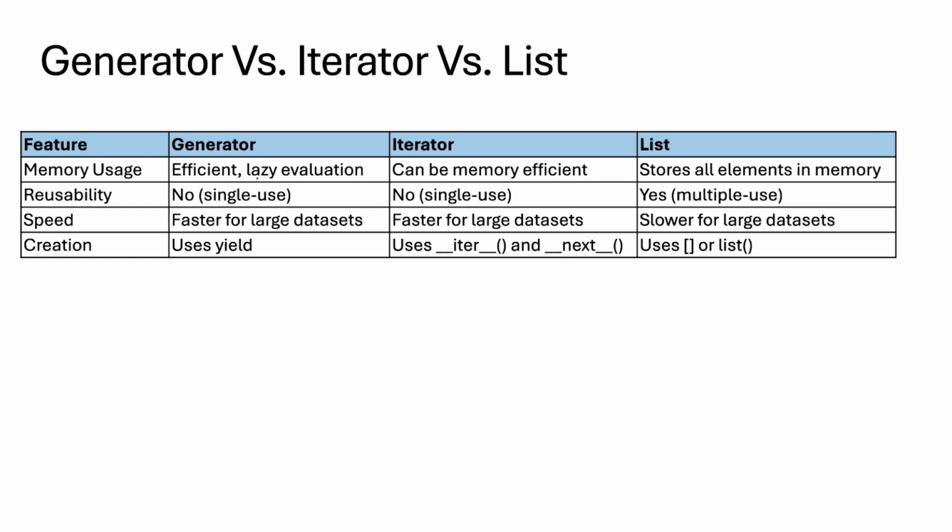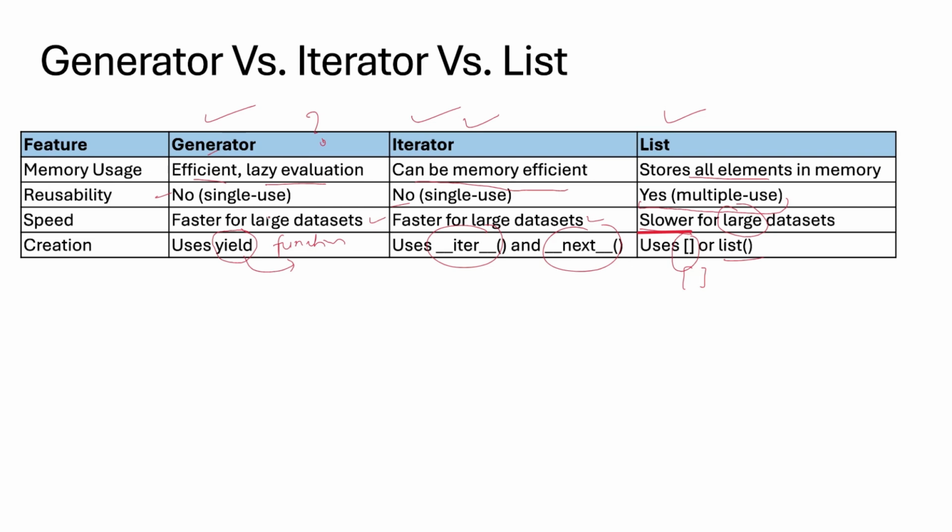As you see, generator is efficient, with lazy evaluation. Iterators are also memory efficient, but a list stores all the elements. This is list, iterator and generator. Again, the iterator has single use, and the generator is also single use, but you can use a list multiple times. Speed is faster for generators, but a list is slower, especially for large data sets. Here you are using only yield and creating a function with yield. Here you are using iter and next, and here you are using the square bracket and list. So now the question is, we already have iterators, why generators?